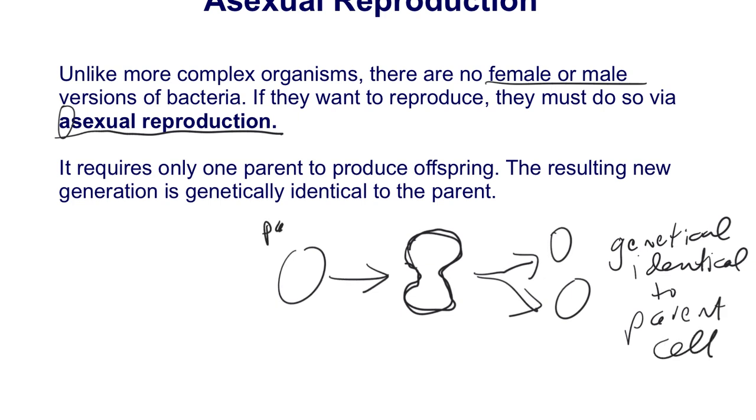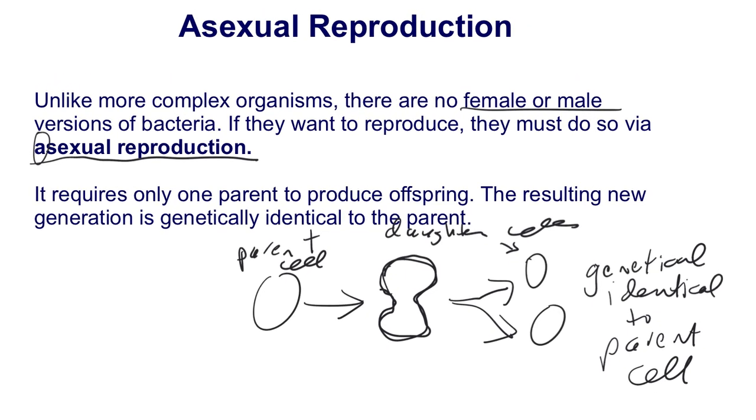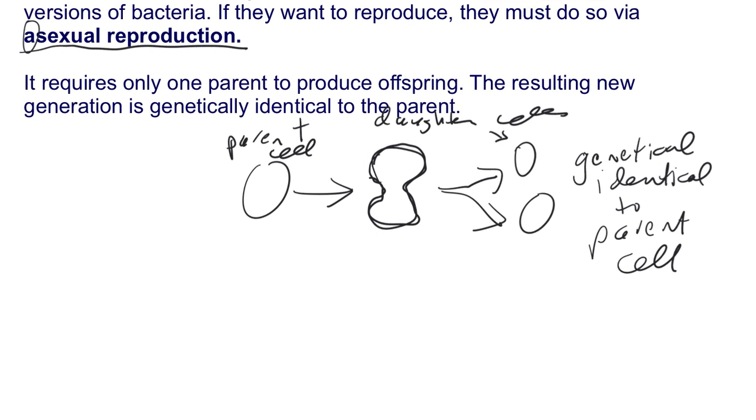Here's the parent cell. We call these daughter cells. Okay, first the DNA has to double itself in the parent cell before this can happen. And because the children, the daughter cells, are genetically identical to the parent cell, they're called clones of each other and of the parent cell.